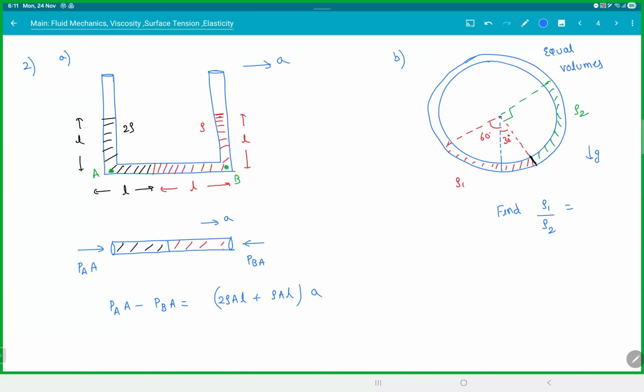But I know PA will be P naught plus 2 rho GH. PB will be P naught plus rho GH. A will cancel on both the sides. That will become 3 rho LA. P naught will cancel. We end up with acceleration is equal to rho GH by 3, that is G by 3. Clear that? What about the second one?